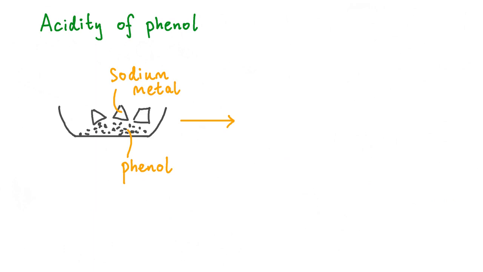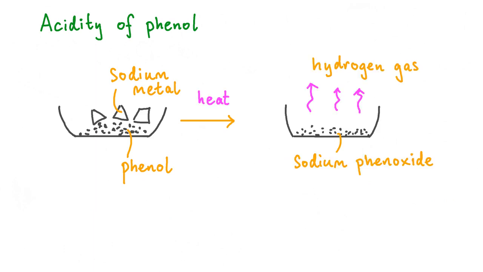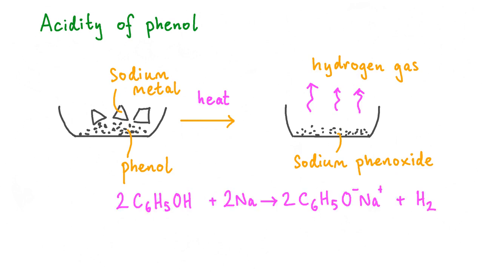Another way to produce sodium phenoxide is to heat sodium metal directly with phenol. In this reaction, hydrogen gas is produced which escapes, leaving solid sodium phenoxide behind. The chemistry of alcohols is similar here. If sodium metal is heated with ethanol, sodium ethoxide and hydrogen gas are produced.